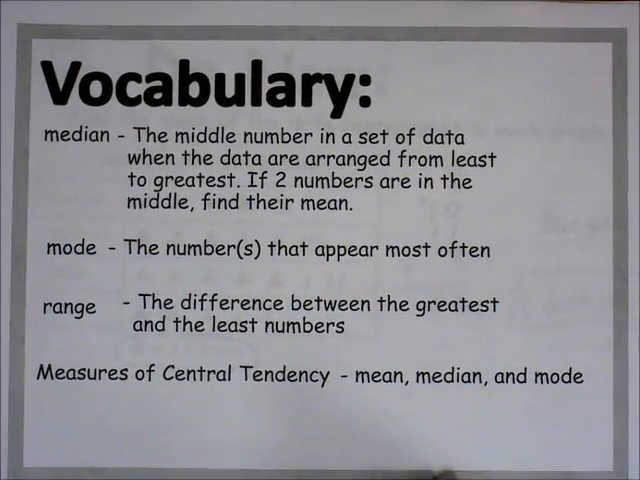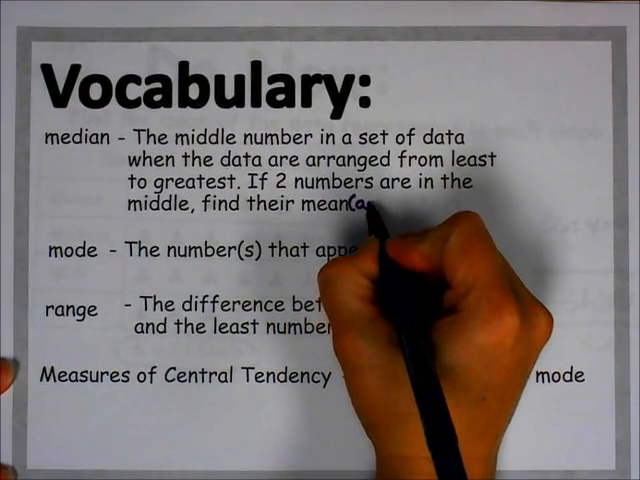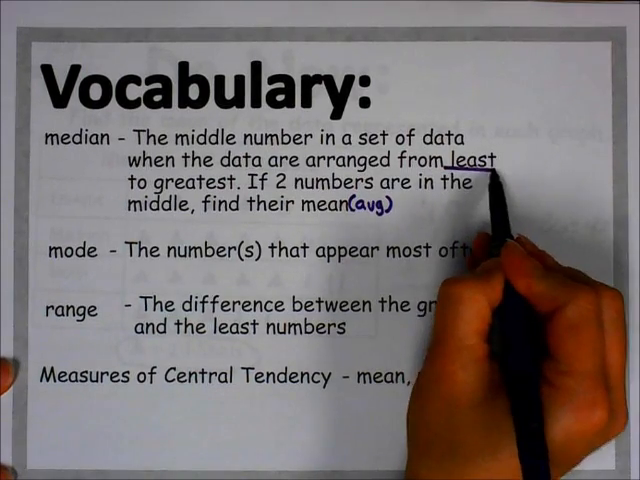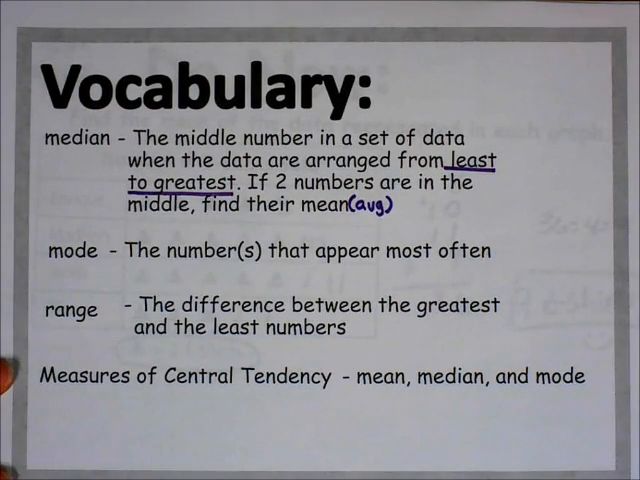Now let's go on to today's vocabulary. Please remember to put your vocabulary in 2 column notes. Our first vocabulary word today is median. It says the median is the middle number in a set of data when the data are arranged from least to greatest. If 2 numbers are in the middle, find their mean or their average. The most important thing to remember for median is that it has to be in order from least to greatest.